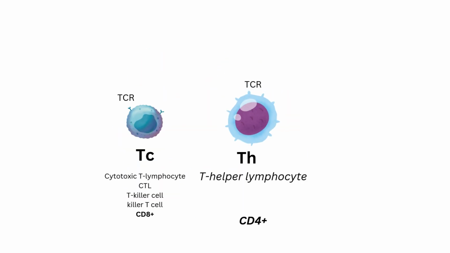T helper lymphocytes are CD4 positive. Cytotoxic and helper Ts help coordinate a defense against infections and other foreign substances. They encounter self antigens and develop self tolerance.